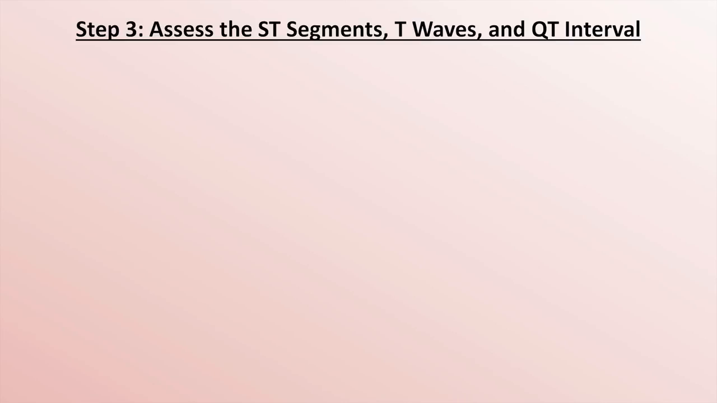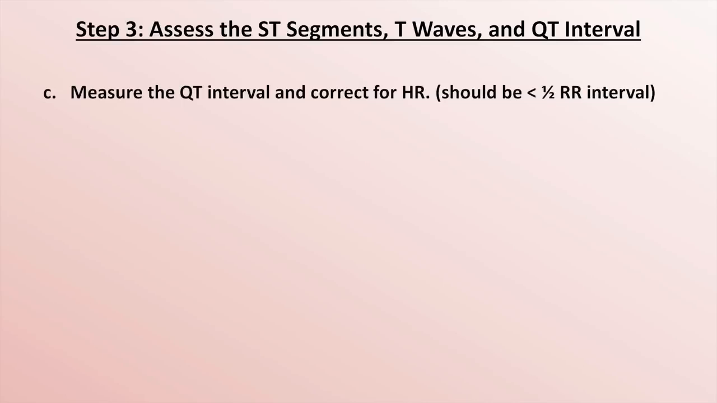The very last component to consciously examine on a typical EKG is the QT interval, keeping in mind that the QT interval should be corrected for the heart rate. Although there is an equation to do this, as a quick rule of thumb, the QT interval should be less than 1/2 the RR interval.